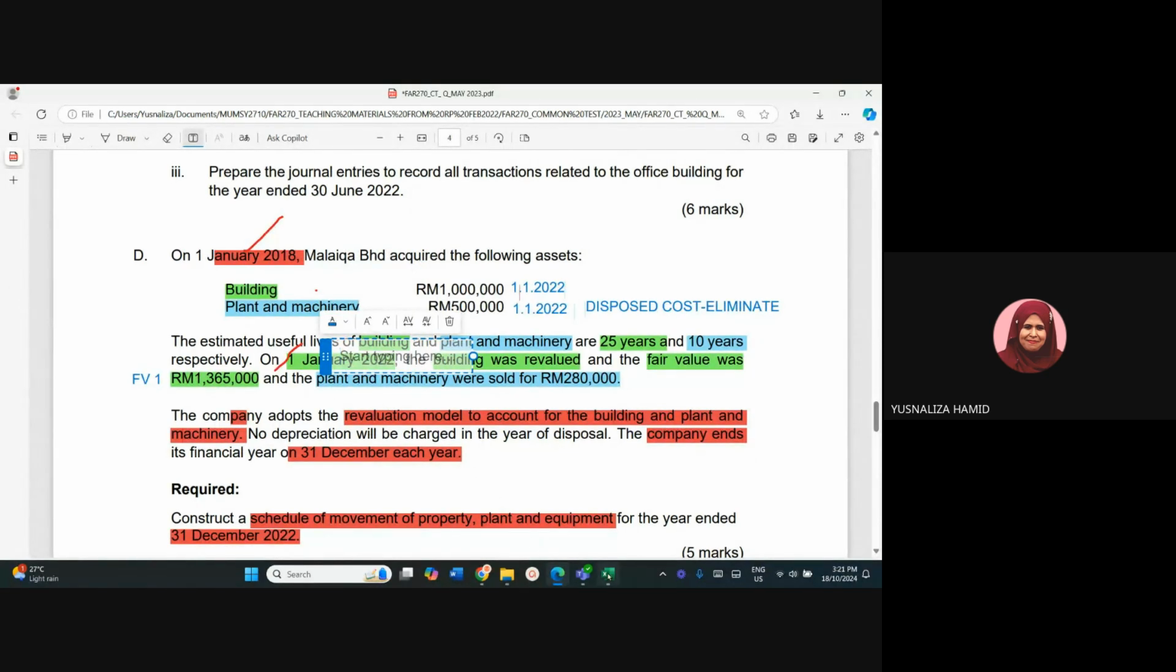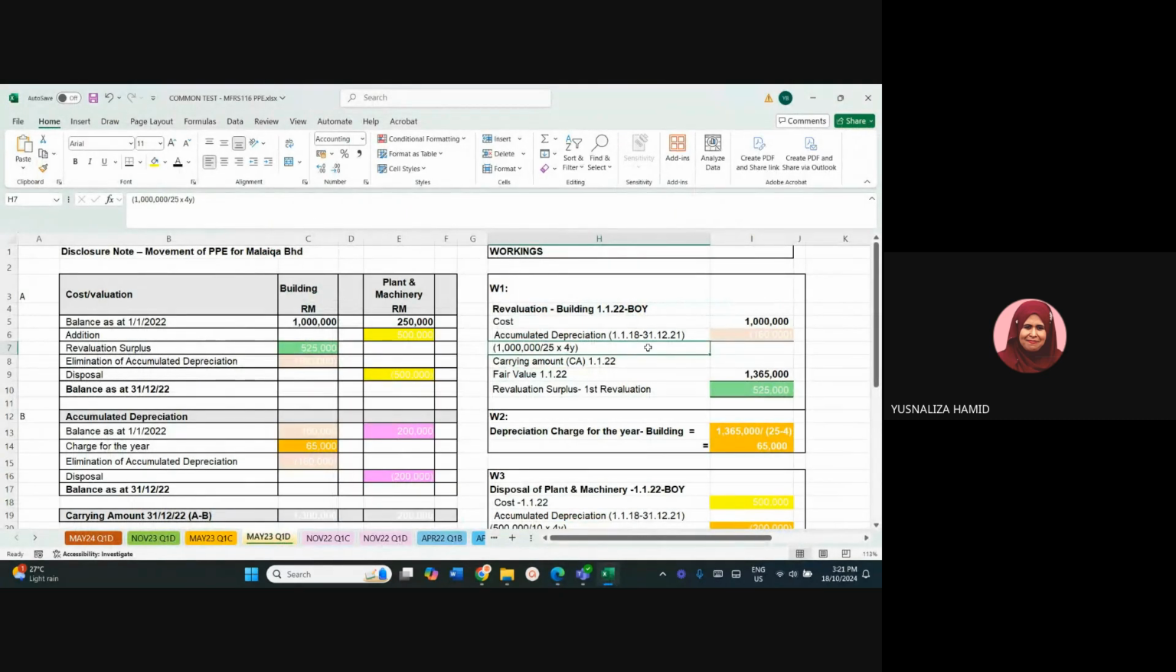So if you do that, I have done the working here. I take from 1st January 2018 until 31st December 2021, which also means 1st of January 2022. I divide by 25, and that was 4 years. Multiplied by 4, you will get how much? 160,000.